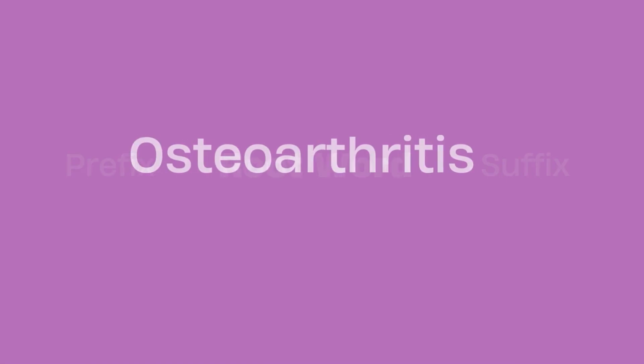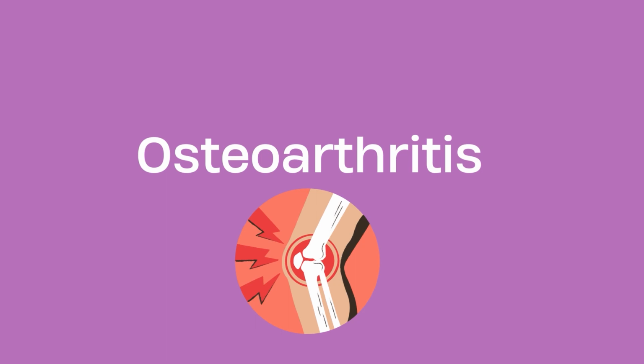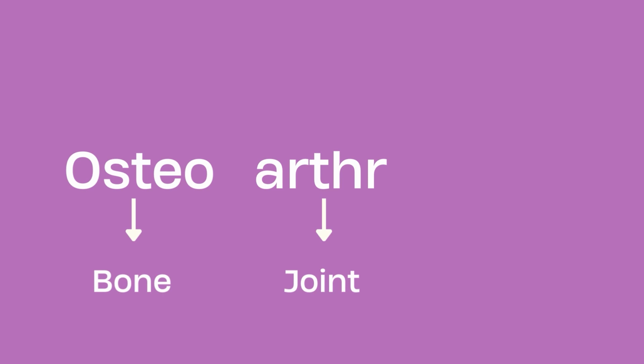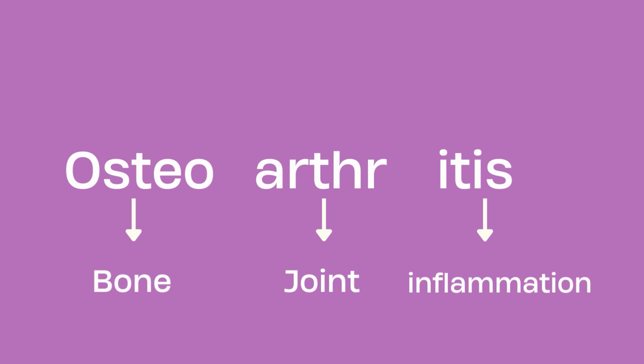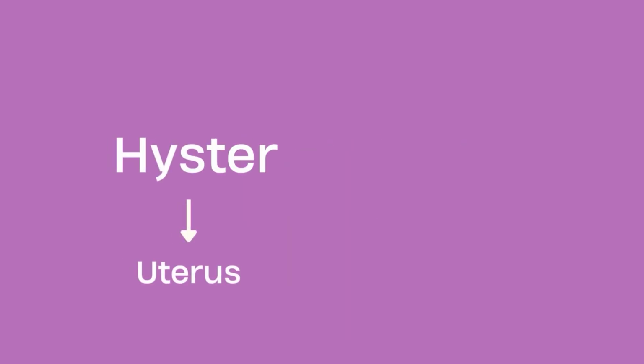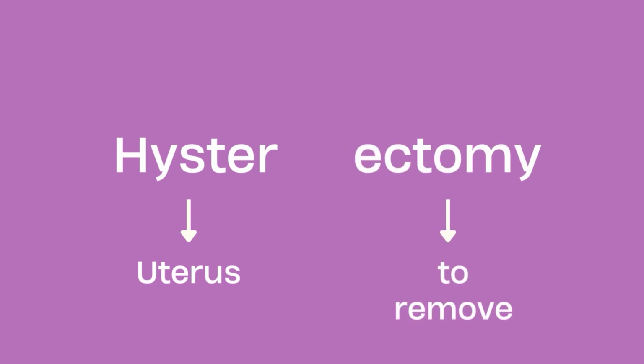So for example, let's take osteoarthritis. Osteoarthritis means the wear and tear or degeneration of joint cartilage. So if we look at the prefix, which is osteo, that means bone. We look at arthr, A-R-T-H-R, which actually means joint. And then we have itis, that means inflammation. Another example we can look at is hysterectomy, which is a surgical procedure to remove the uterus. So we have hyster, and then we also have the suffix, which is ectomy, and that means removal.